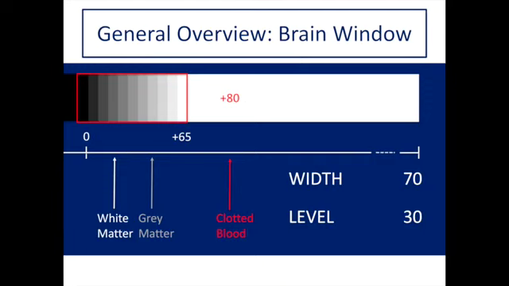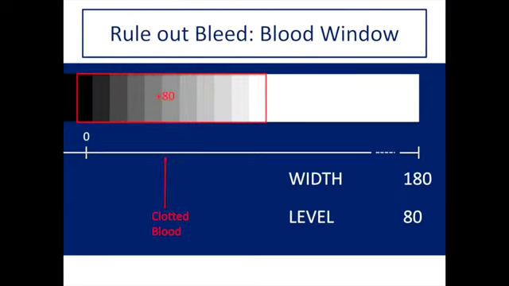But what if you have acute subdural hematoma layering along the bone? The blood, as we can see here, will be completely white, and the bone surrounding it will also be completely white. Despite such a huge difference in density, both are represented by white, and it's difficult to tell them apart. And it's going to be super difficult to know if there's any blood layering along the skull. So, how do we solve this? We use a blood window. Here, the width is 180 and the level is 80, centered at where we expect clotted blood to be.